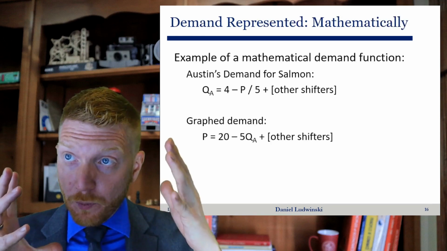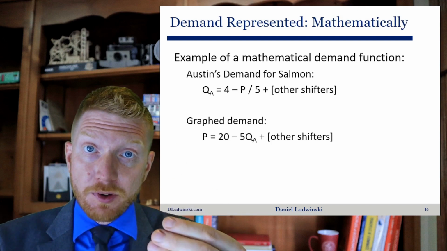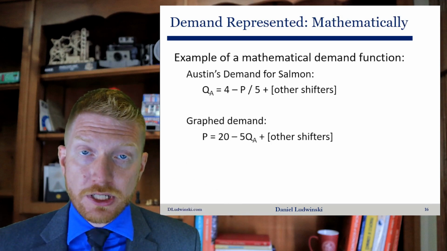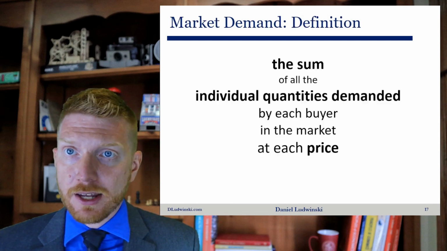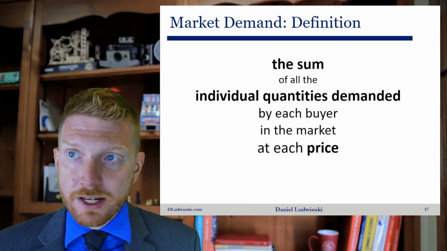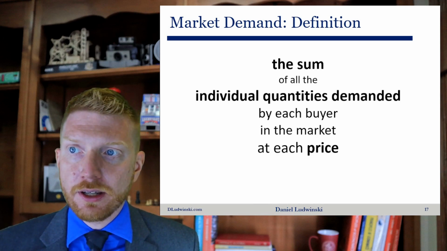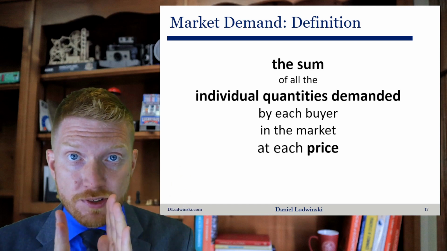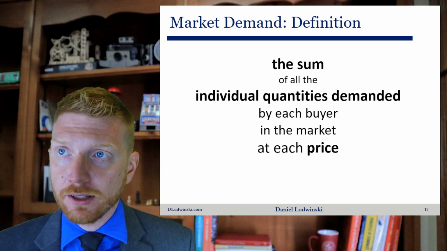Now, we've been representing one individual's demand, and demand comes from the individual level. But if we want to be talking about markets, we're going to have to think about market demand. And market demand is simply going to be the sum of all the individual quantities demanded by each buyer in that market at each particular price. And again, we can look at this in terms of a schedule, graphically, and mathematically.